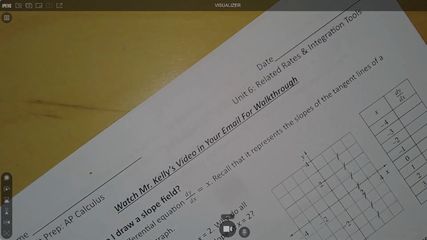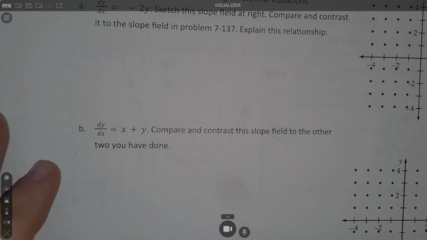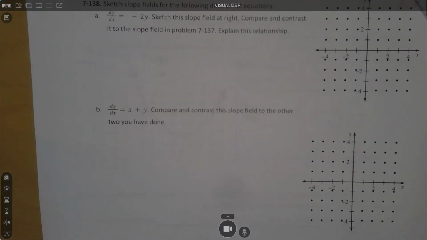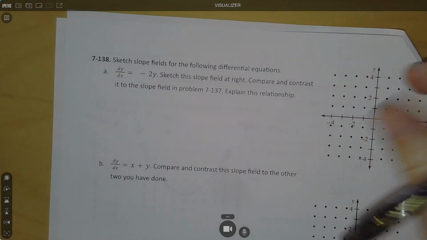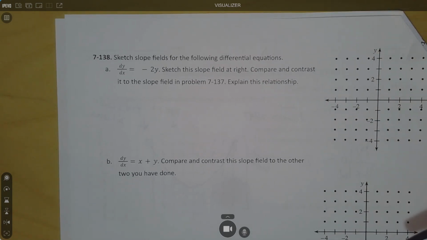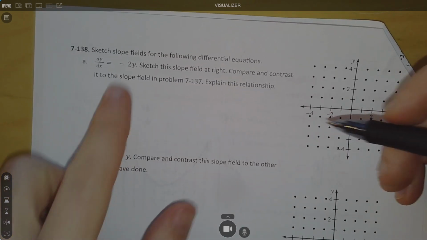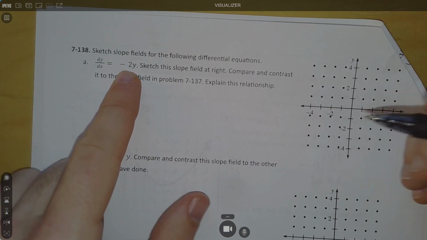Let's keep going here. Let's sketch some slope fields. At this point, guys, if you understand what's going on, try these by yourselves. If you don't really get what's going on, follow with me. Okay, dy/dx is -2y. Sketch the slope field to the right. Compare and contrast.